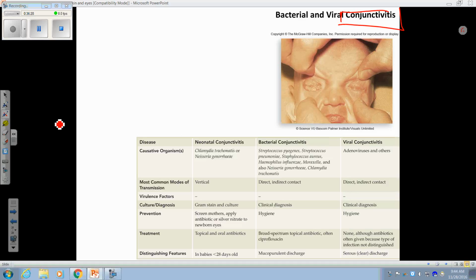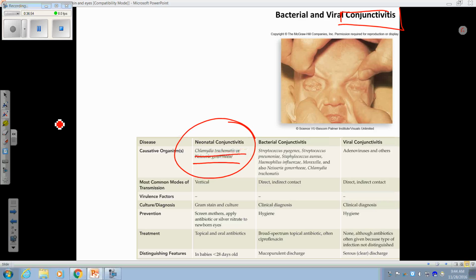In neonates, you see, it's the, sorry, brain freeze. Sexually transmitted infections. Chlamydia trachomatis and Neisseria gonorrhoeae. Chlamydia is the most common sexually transmitted disease in the United States.